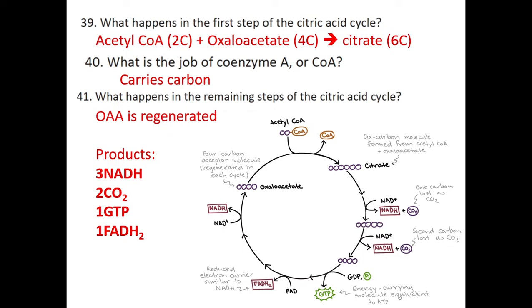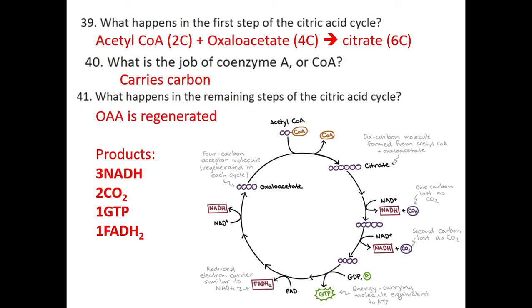Okay, how about CO2? How many CO2 are generated here? 2 of them. Okay, 2 CO2. How many carbons did we put into this cycle? Acetyl-CoA. Again, acetyl-CoA has 2 carbons. So we are putting in 2 carbons, and then we are releasing 2 CO2.